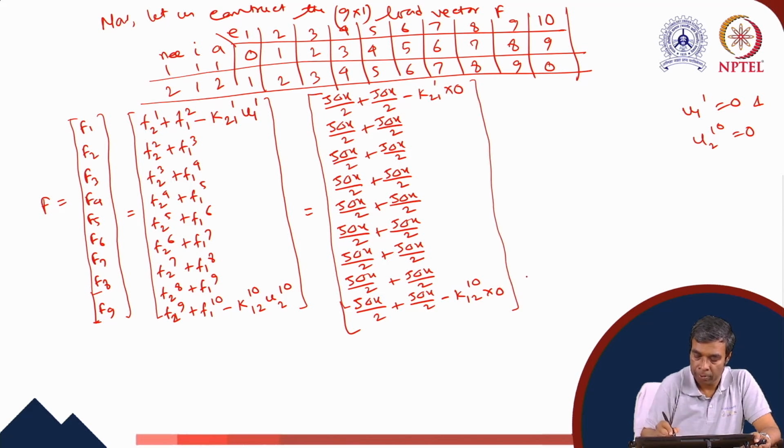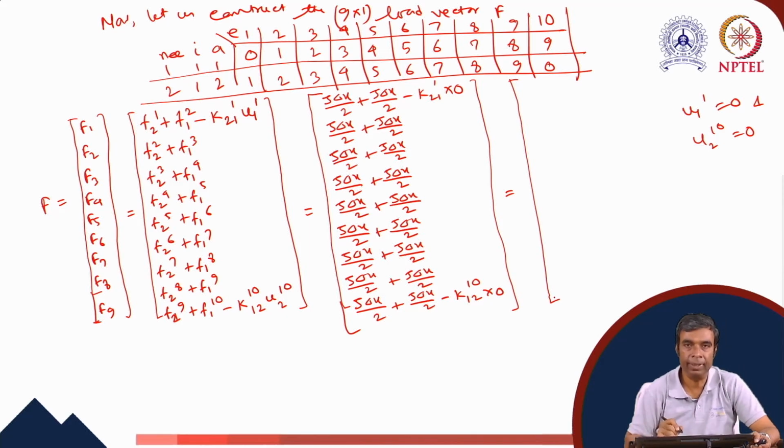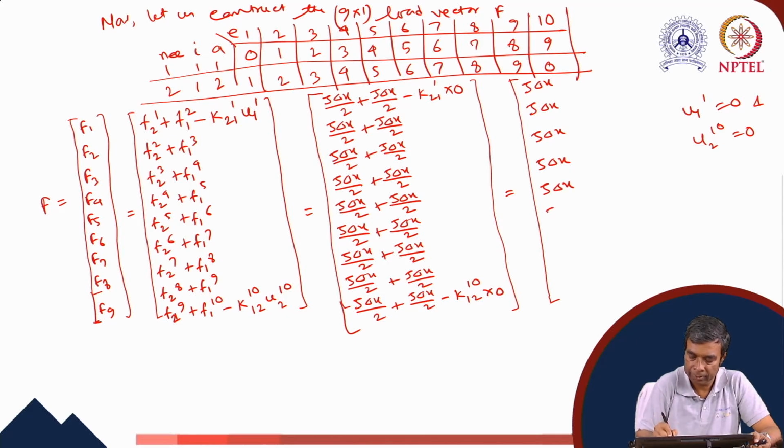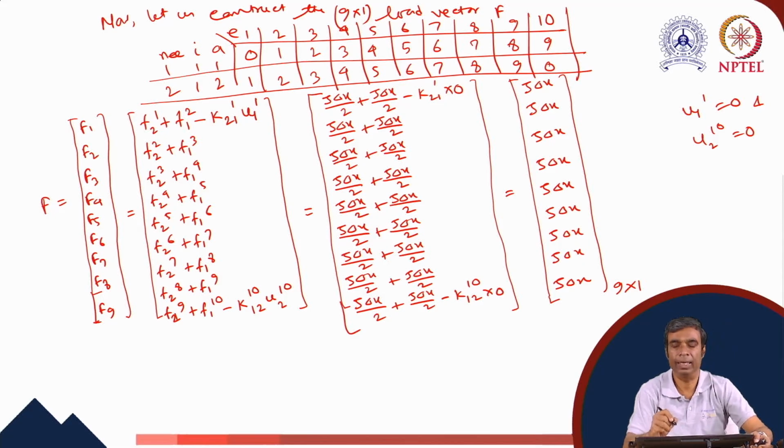So here we can add up all of these quantities. S delta x by 2 plus S delta x by 2 gives us S delta x, for every entry. So we have the 9 by 1 load vector after implementation of the essential boundary condition.